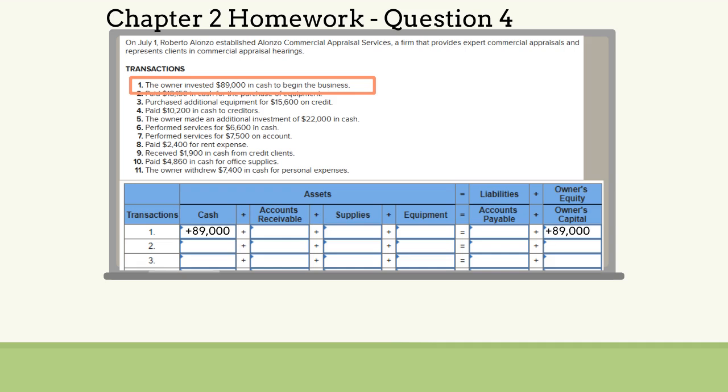The second business transaction that we need to analyze is for the purchase of equipment for $18,150. The business cash decreased but the business now has more equipment. Let's write plus $18,150 for equipment and minus $18,150 for cash.